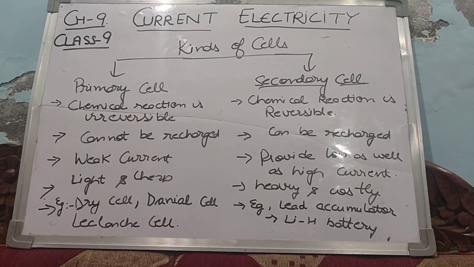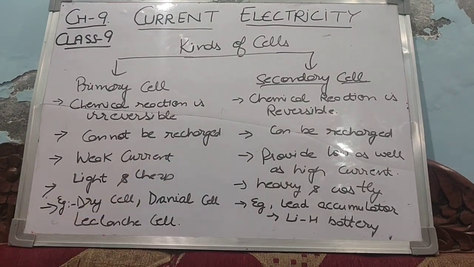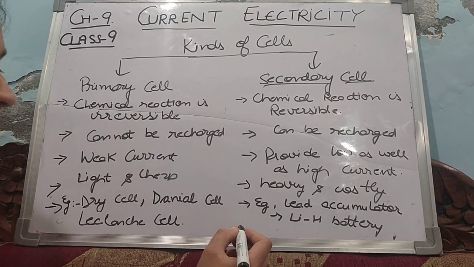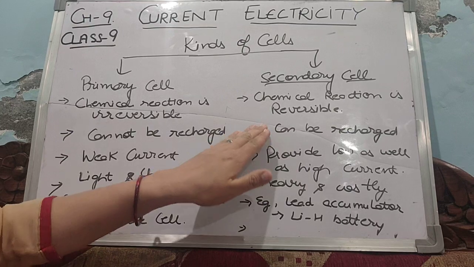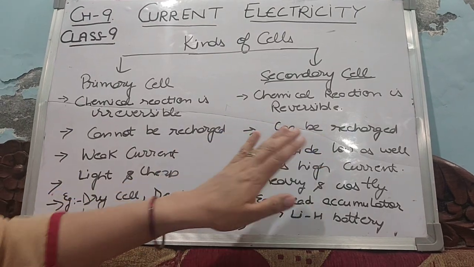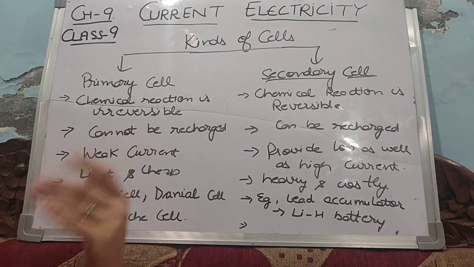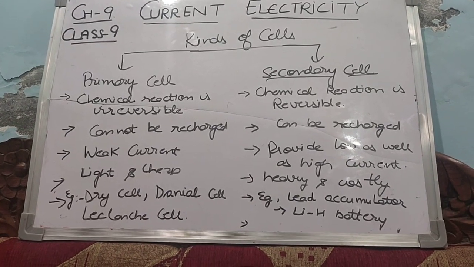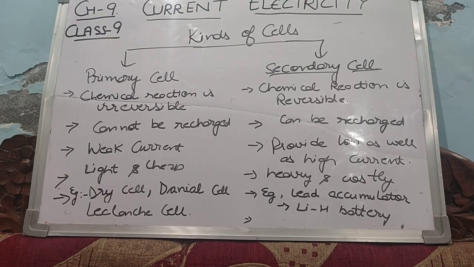Remember students that these secondary cells can be used for a long period of time. Why am I saying for a long period of time? Because, as I've said, they can be recharged. That is, once the chemical energy is used, we can charge them and again we can use them for the next purpose.